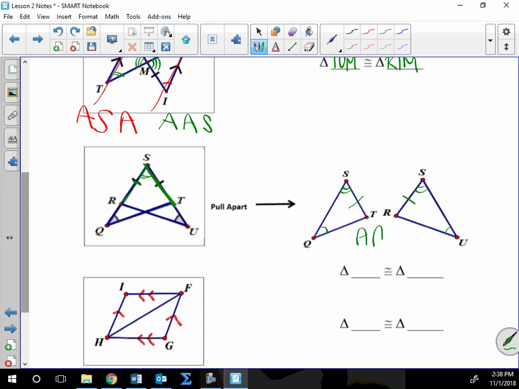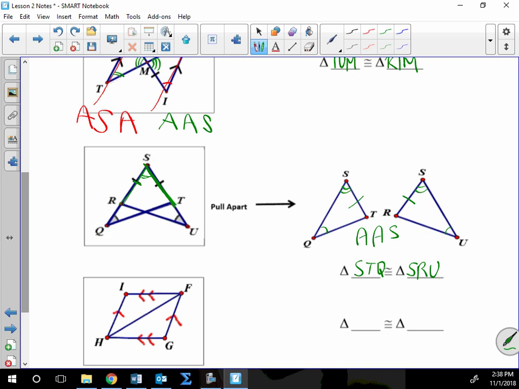AAS. Angle, angle, side. And let's go with STQ matches up with SRU. I know that we ourselves are not writing the triangle, but make sure that on your homework and on assessments, you do have that triangle symbol to indicate that. Okay. Other questions?